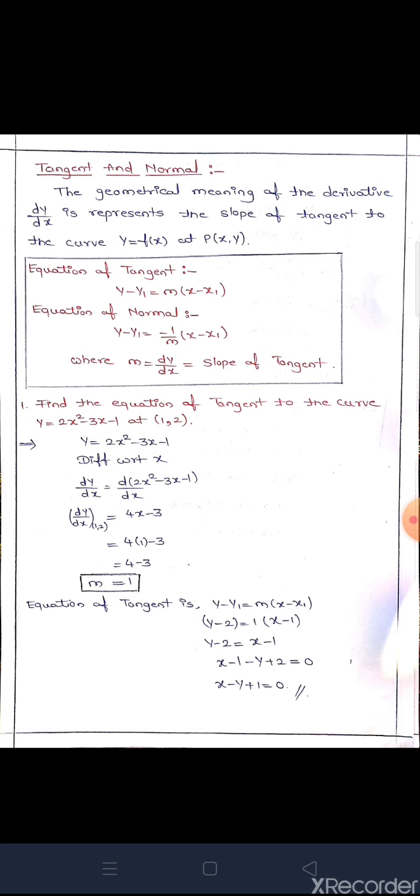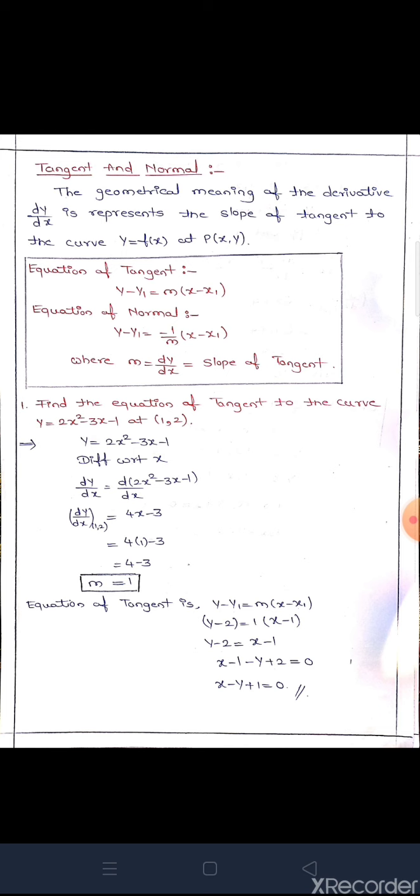So y is equals to 2x square minus 3x minus 1. Differentiate it and substitute value of x as 1. You will be getting slope. So differentiation of 2x square is 4x and differentiation of 3x is 3 and differentiation of 1 will be 0. So value of x they have given as 1. So 4 into 1 is 4 minus 3, we will be getting m as 1.